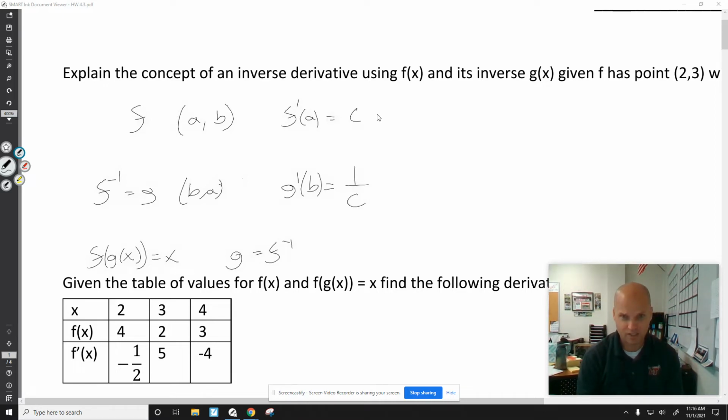This is dB over dA, a change in my b's over the change in my a's. Well, this is then going to be dA over dB, which is 1 over dB over dA. And that might be confusing.